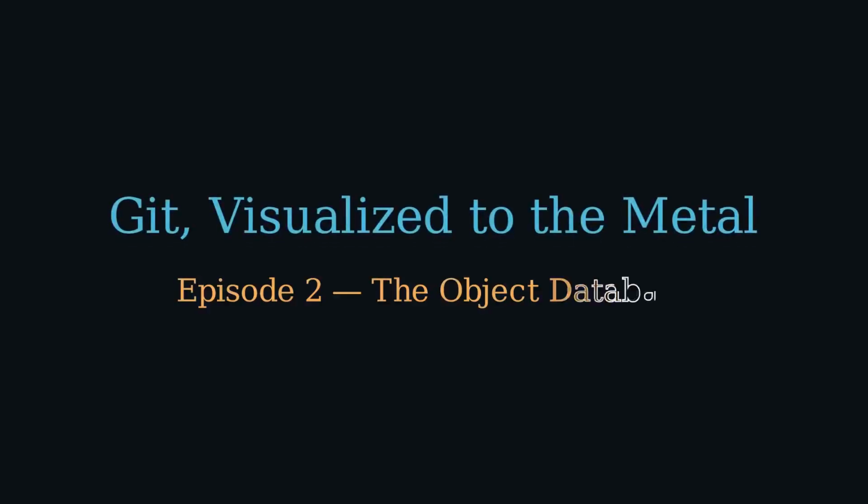Git visualized to the metal. Episode 2. Narration. Last episode, we ran ls on .git/objects.